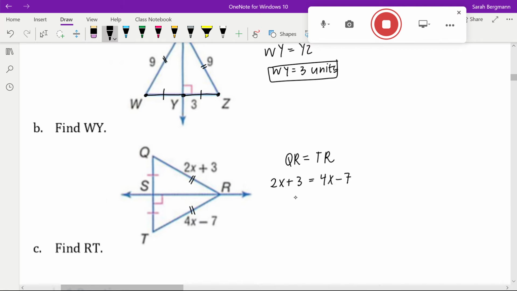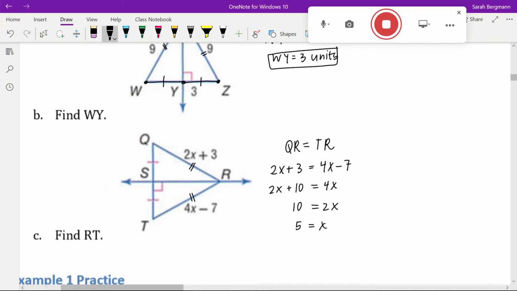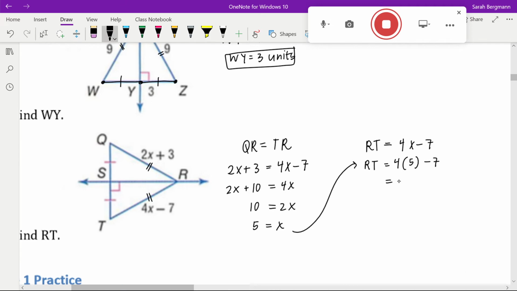In order to solve this, I'll add 7 on both sides. And then subtract 2x on both sides. Finally, divide both sides by 2 to get x equals 5. However, this is not the final answer because they asked us to find RT. I know that RT is equal to 4x minus 7. So I can plug in 5 for x. So I have 4 times 5 minus 7. I'm just substituting in 5 for the value of x. Therefore, RT is equal to 13.